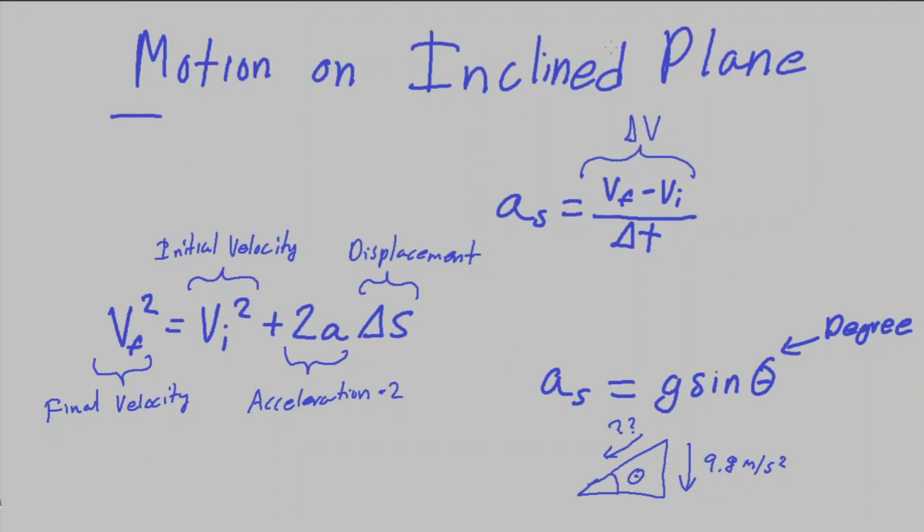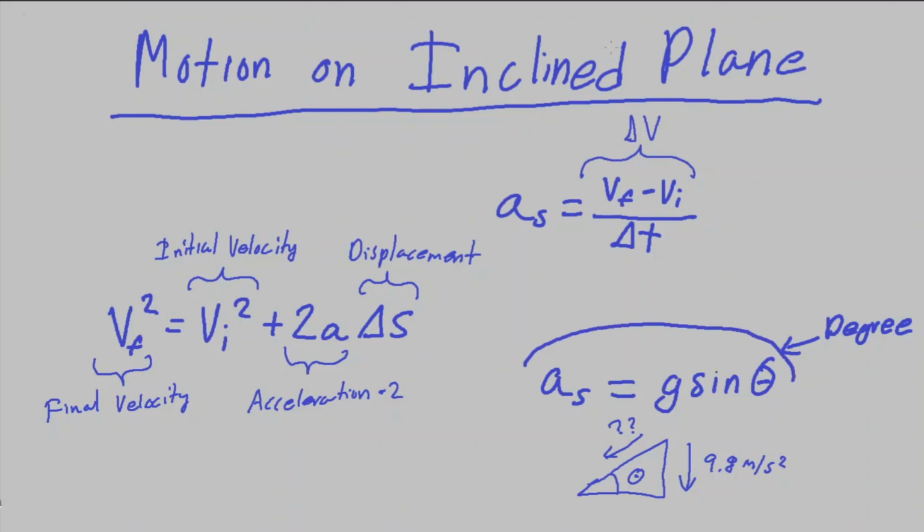Alright, so today we're going to be going over motion on an inclined plane. We're going to be using three equations here. Most notably, the equation to find acceleration on an incline, a = g sin θ, in which we take the sine of theta of the incline and then multiply it by the acceleration of gravity to get the acceleration on an incline.